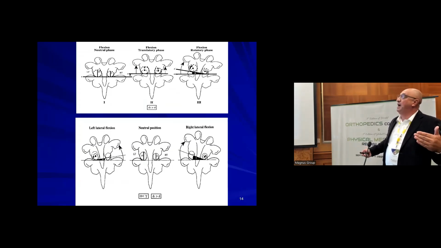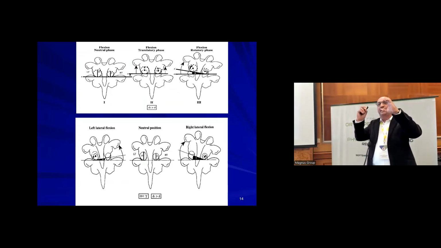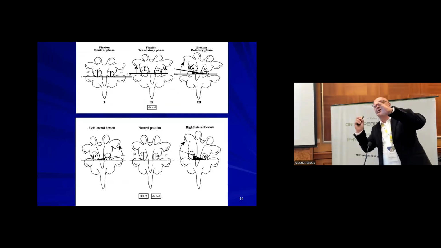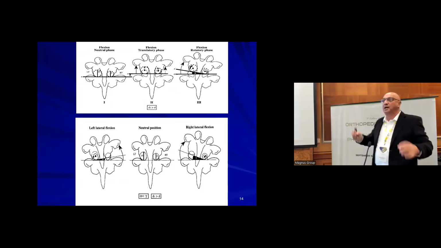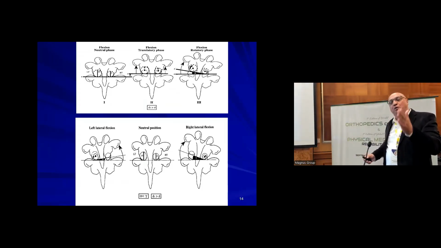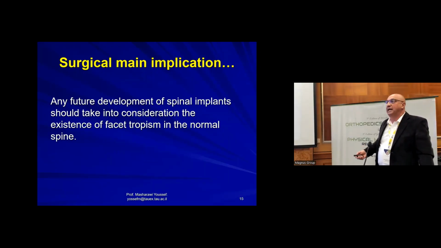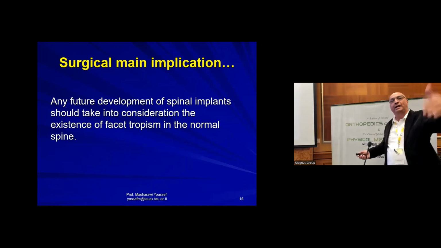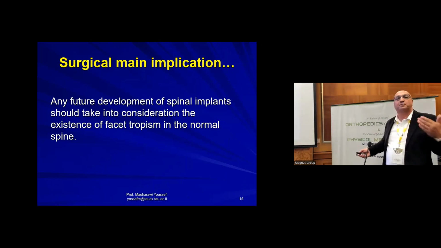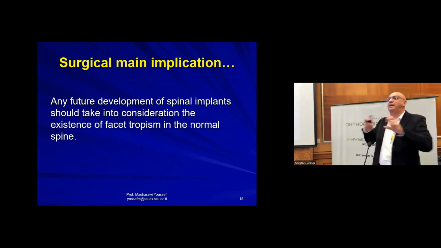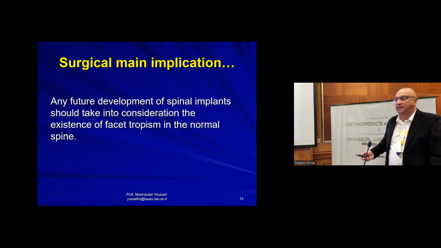For example, if you have an asymmetrical facet joint, right and left, then it may affect the rotation, for example, side flexion or inflection, because if it's asymmetric, then of course one is favored over the other. So the question is, if this is asymmetric versus normal symmetric, there are many questions that need to be considered. The main implication is that any future development of spinal implants should take into consideration the existence of facet tropism or any other asymmetry related to the normal spine. You can't just put the same implant in all of them without taking this aspect into consideration.